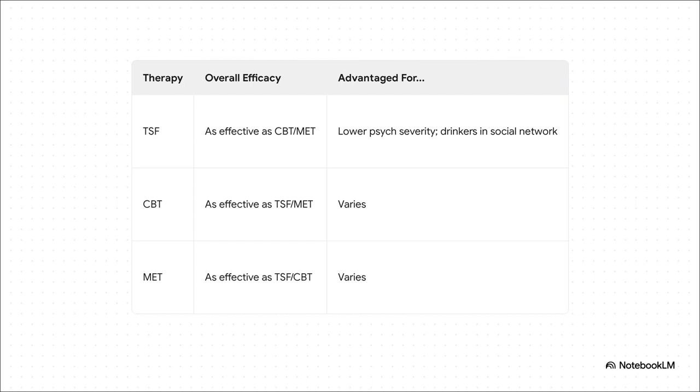So the results from the huge Project Match study were really telling. TSF was just as effective overall as our gold standard therapies, CBT and motivational enhancement therapy. And what's more, the data suggested that TSF might even have a slight edge for certain groups, like patients with lower psychiatric severity or people whose social circles are full of other drinkers.